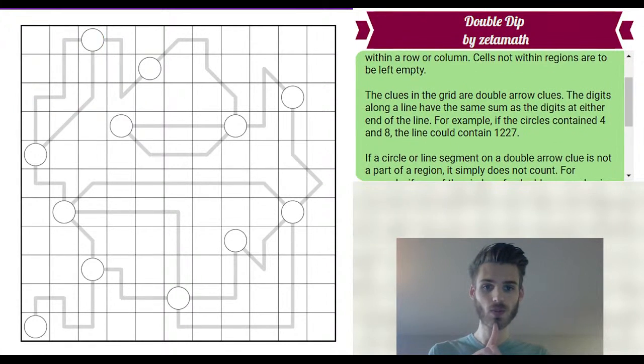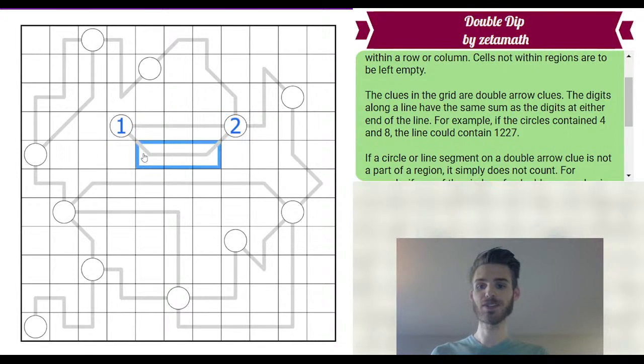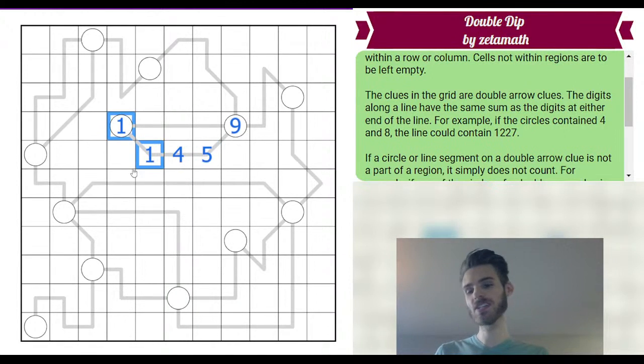And as well, it says that the clues in the grid are double arrow clues, which are lovely things. So if you put a 1 and a 2 in here, then these 3 cells have to sum to 3, because that is the sum of these 2 cells. And of course, these cells can't sum to 3, so if you put 1 and 9 in here, then these 3 cells have to sum to 10, and you could do that in, say, 1, 4, and 5, and that would work, and it's okay to repeat digits along this line.